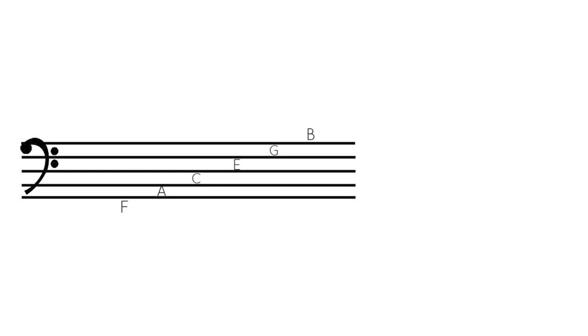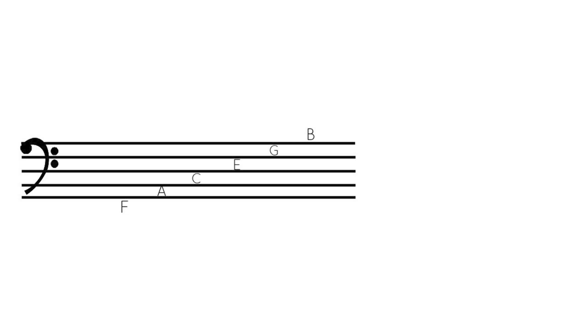Here we have our spaces. The bottom space is F. The next one is A. Next is C. E. G, B.